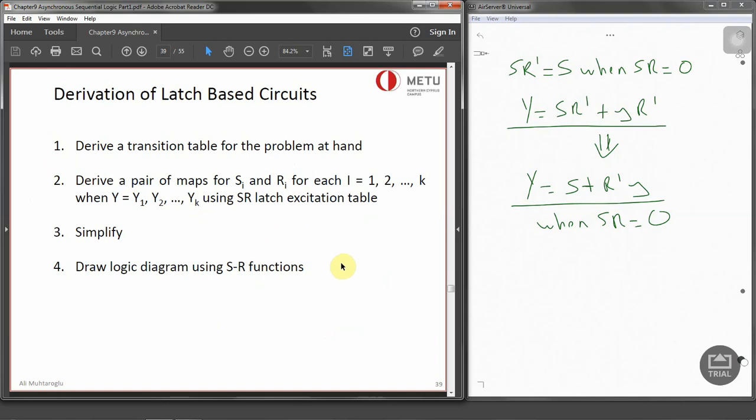Derivation of latch-based circuits: derive a transition table for the problem at hand. Derive a pair of maps for S_i, R_i for each i, 1, 2 up to k, when we have got next state outputs as y_1, y_2 up to y_k, using the SR latch excitation table. Simplify, then draw the logic diagram using the SR functions.